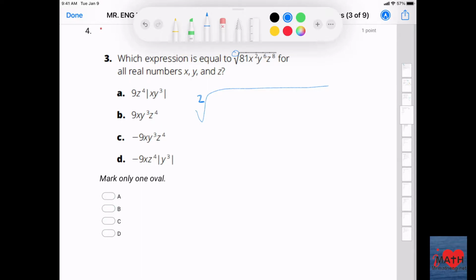Now with these, you can do this in a couple ways. You can simplify by the radical. Let me show you that. I'll do that in blue here. I'll simplify by the radical. So you have 9 times 9.